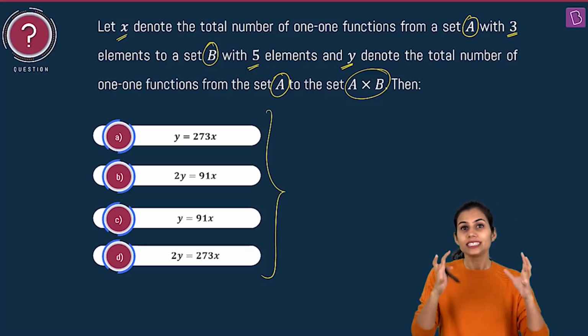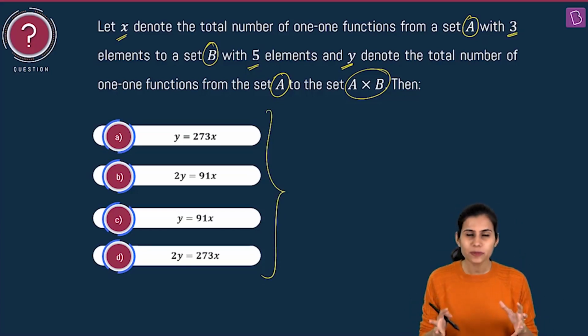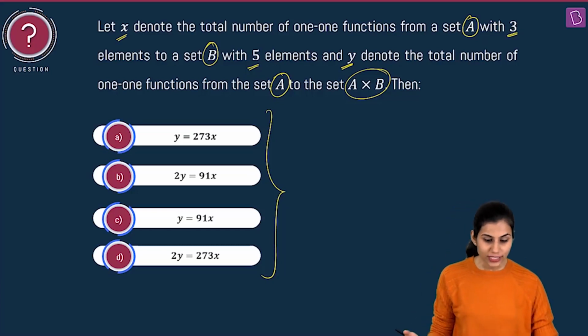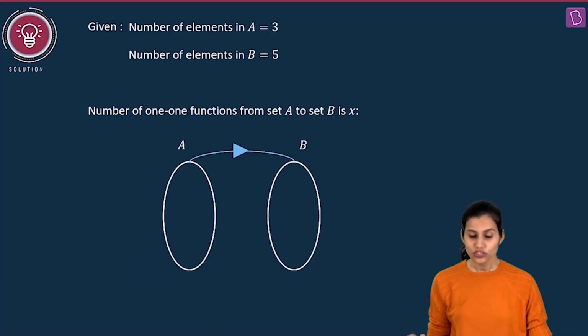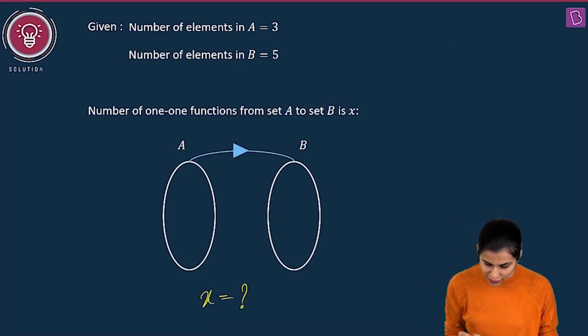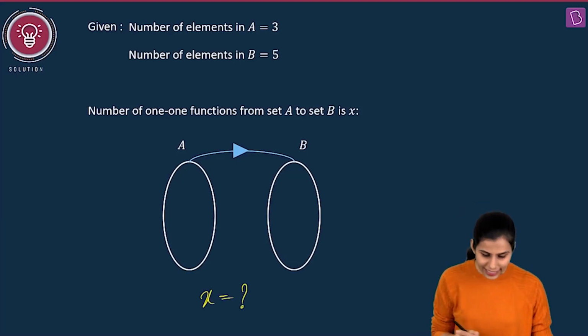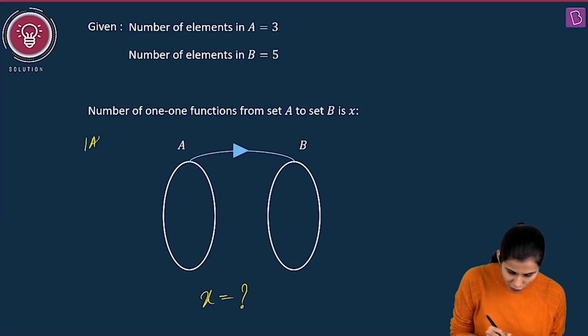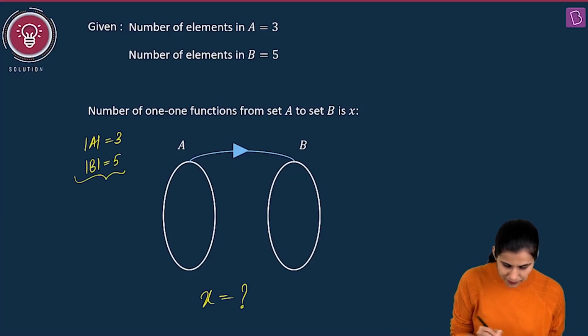So in order to deduce that relationship, we should explicitly compute x and compute y. So let's first of all target x, which is the total number of 1-1 functions from A to B, keeping in mind that the cardinality of A is 3 and the cardinality of B is 5.